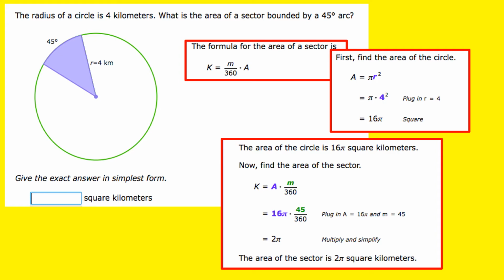Substituting them in, we get K is equal to 16 pi times 45 over 360, because A is 16 pi and M is 45. So 16 pi over 1 times 45 over 360, we can cancel first, or we can multiply and then reduce, but we will get 2 pi. So the area of the sector is 2 pi square kilometers.